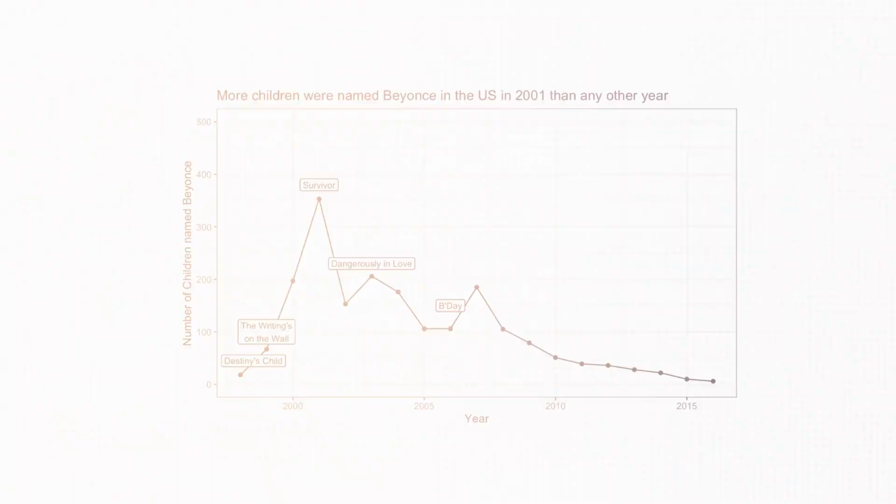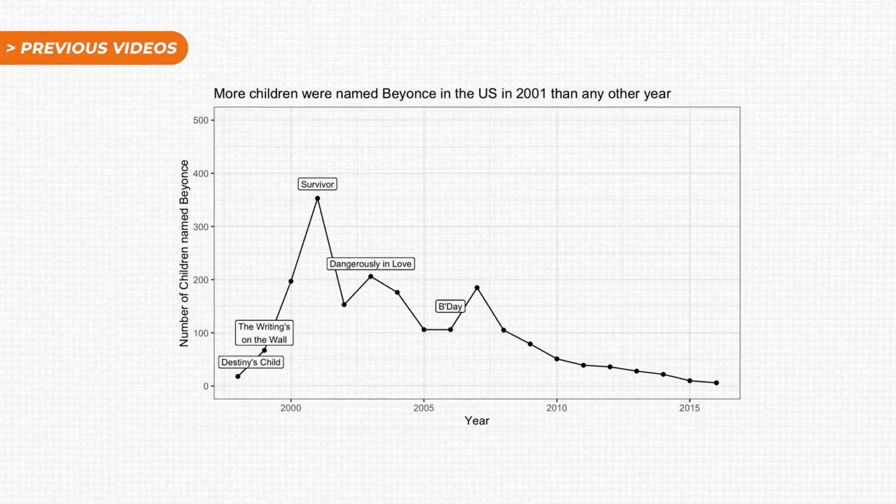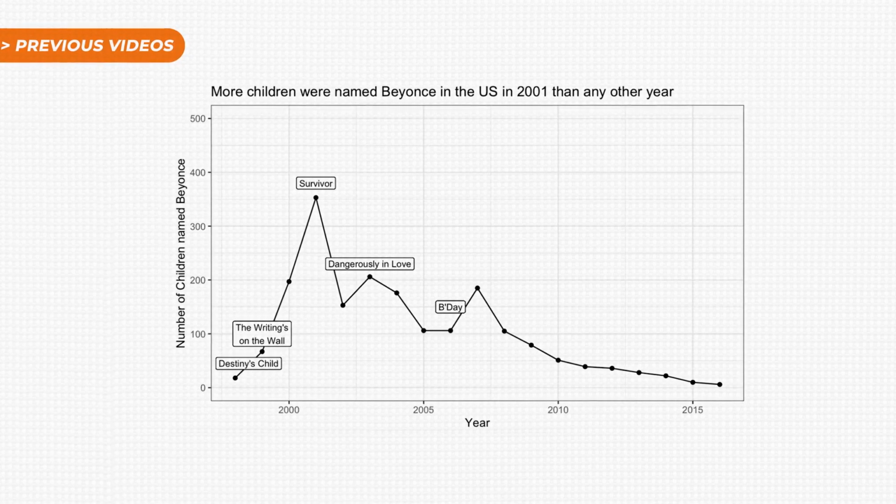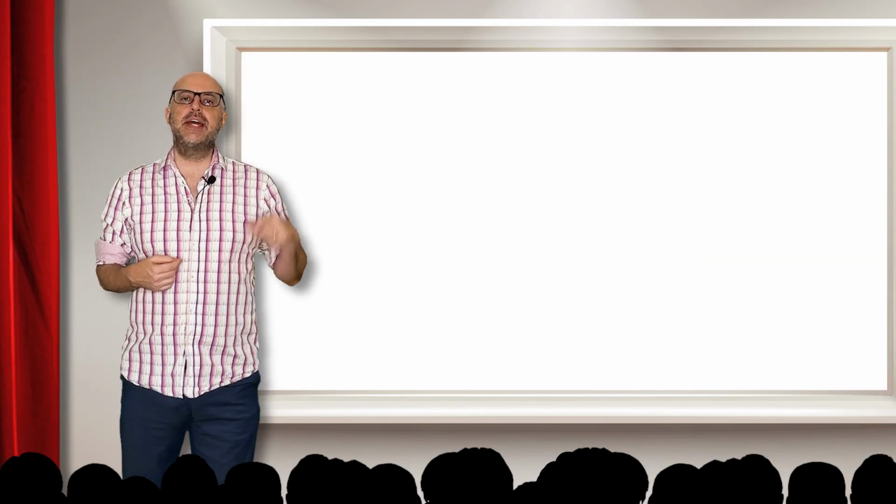Today I want to branch out a bit and start some bivariate analyses, or analyses with two variables. We did a little bit of that previously by using a line graph to learn when the most children were named Beyonce, but today we're going to do a bit more of a practical analysis. So with that out of the way, let's go ahead and get started.